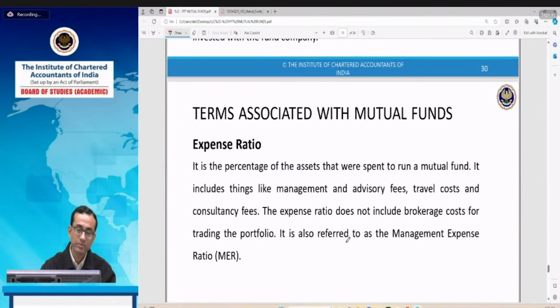And another very important term is the expense ratio. It is the percentage of the assets that is spent to run a mutual fund. So what is covered in the expense ratio? The management advisory fee on the part of the mutual fund, travel cost, consultancy fees, these are all part of the expense ratio. Whatever expenses there are, as a part of the total assets, that is what the expense ratio is. But the expense ratio does not include brokerage cost for trading the portfolio, and it is also referred to as the management expense ratio.